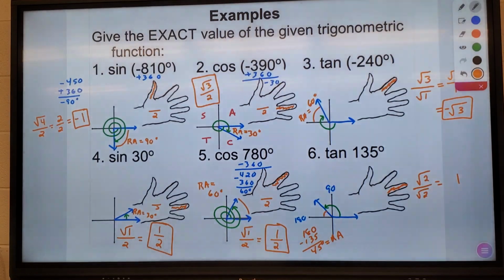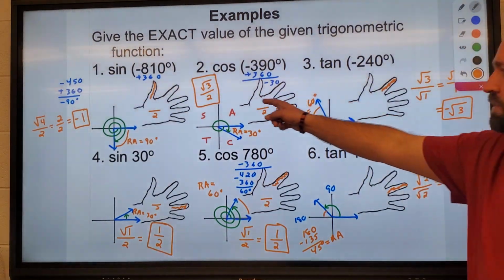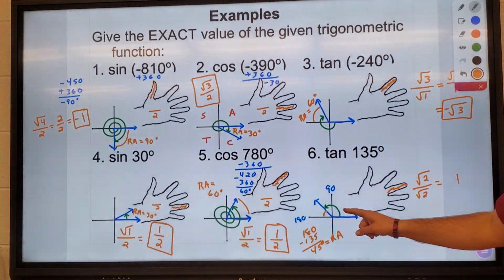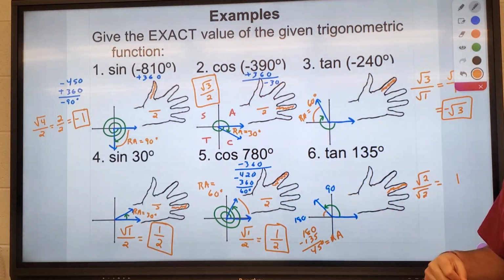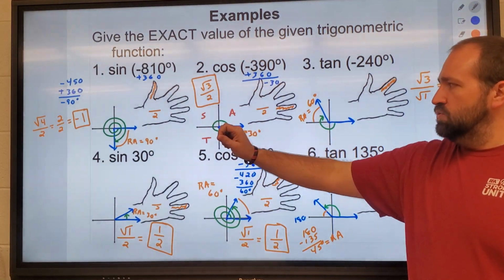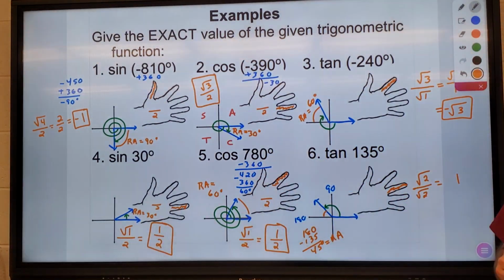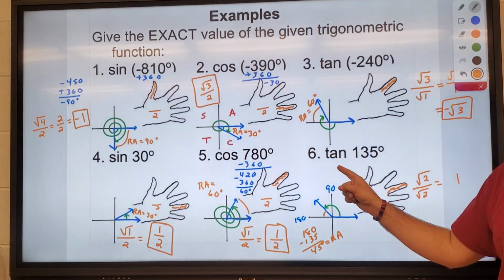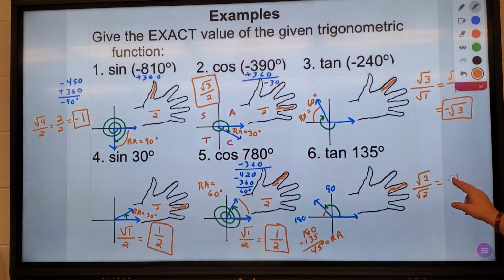Is it positive then, or is it negative? Again, referring back to the all students take calculus. This terminal side is in quadrant 2. That's that upper left-hand quadrant. It says S, or students, and only sine is positive. I'm taking tangent, so this would be a negative 1.